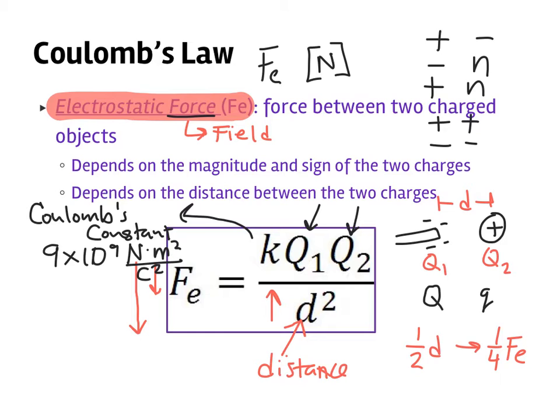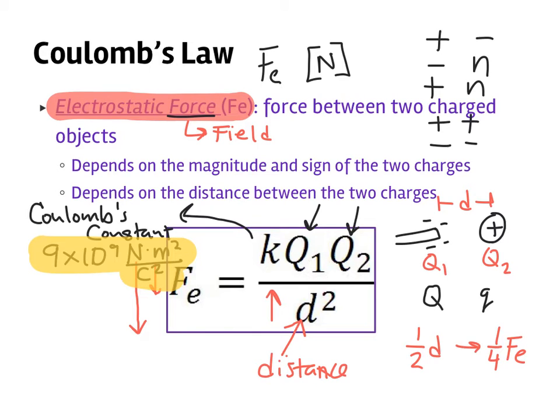The reason it has those units is that if you were to plug this in, meters squared would cancel out, coulombs squared would cancel out with those two, so the thing left over is newtons. This is a value that you need to make sure you write down, 9 times 10 to the 9th.